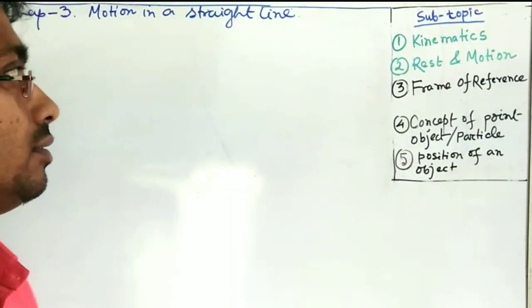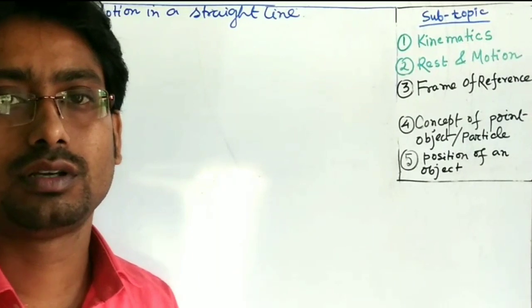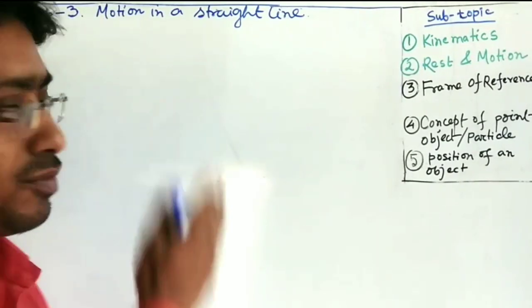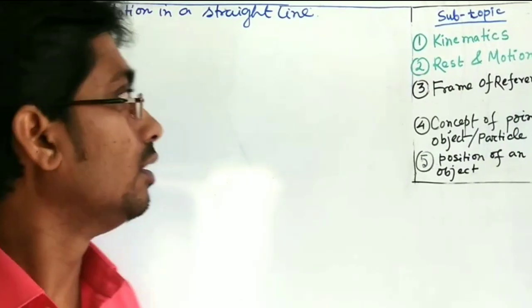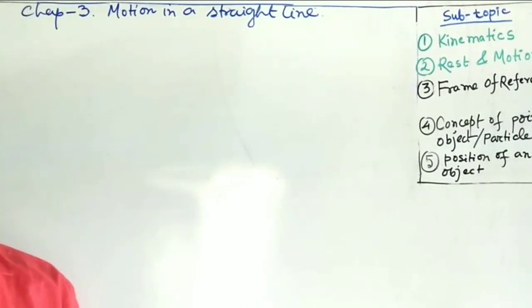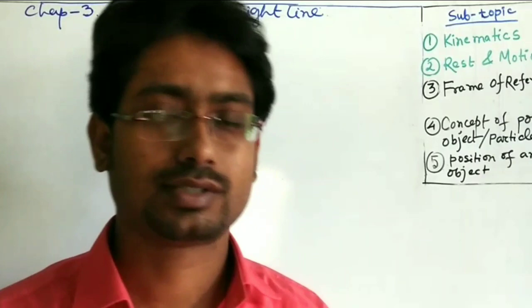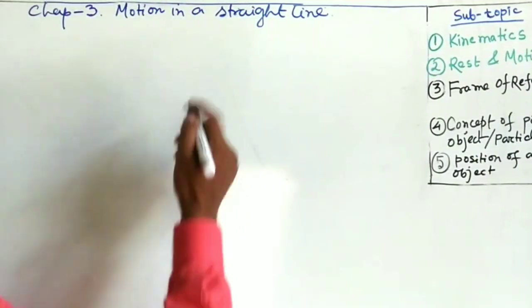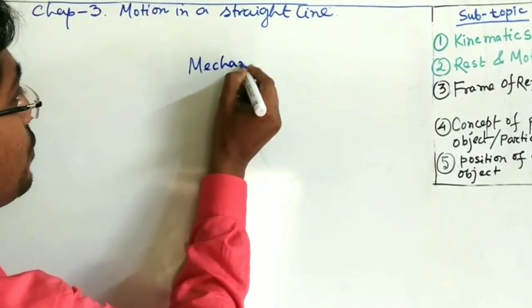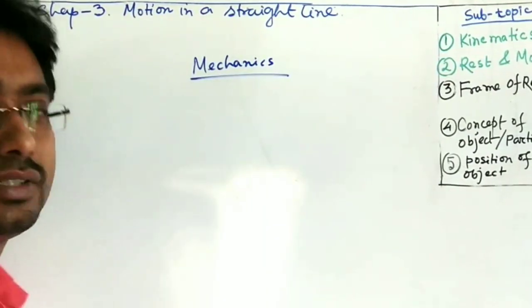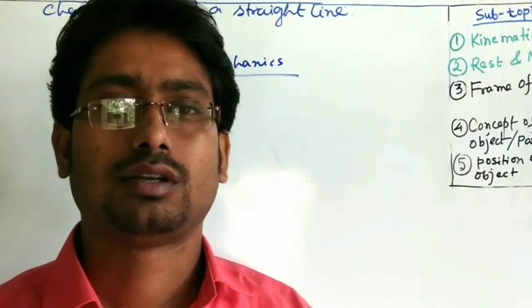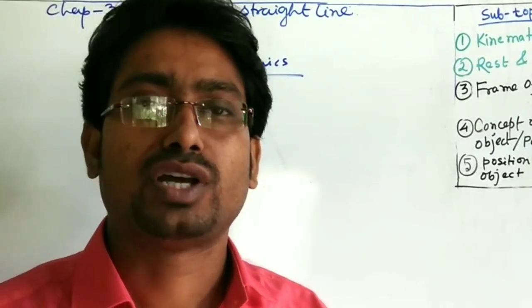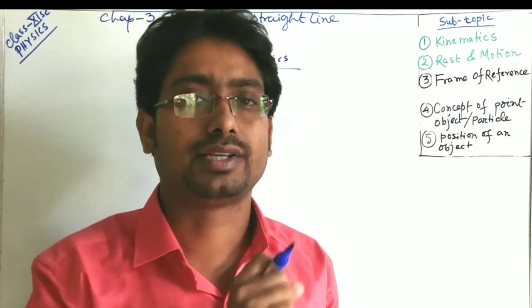We'll start this chapter with kinematics. So we'll clear all the subtopics one by one, so watch the video till the end. First of all, this is under a branch of physics known as mechanics. Mechanics is a branch of physics in which we deal with the forces on an object and motion. Force and motion we are dealing with, and this branch is called mechanics.